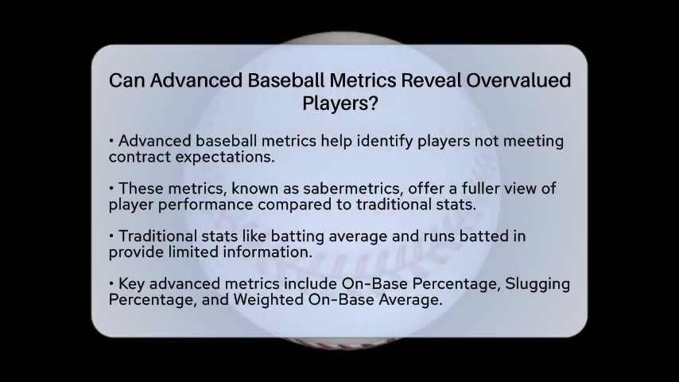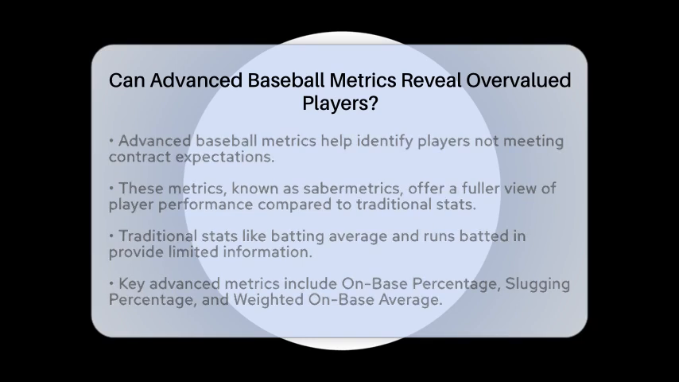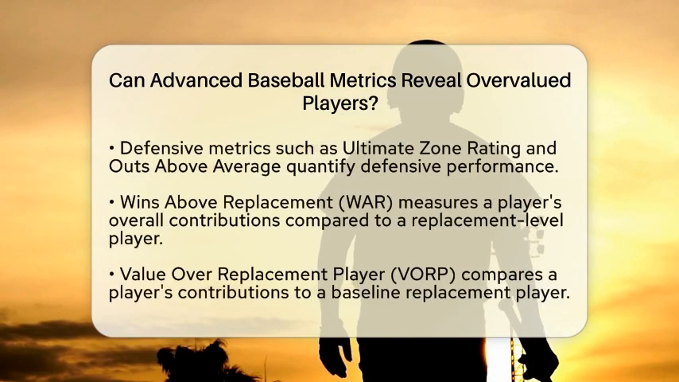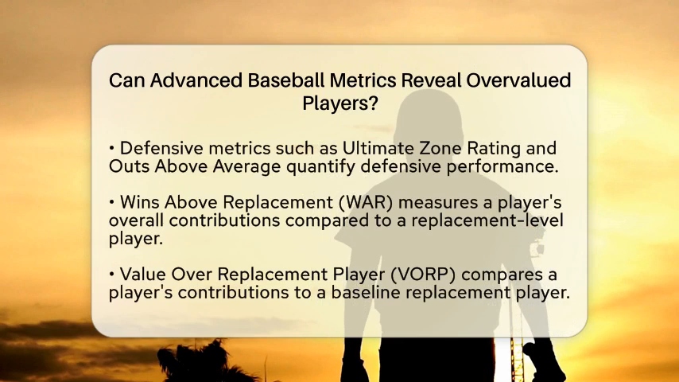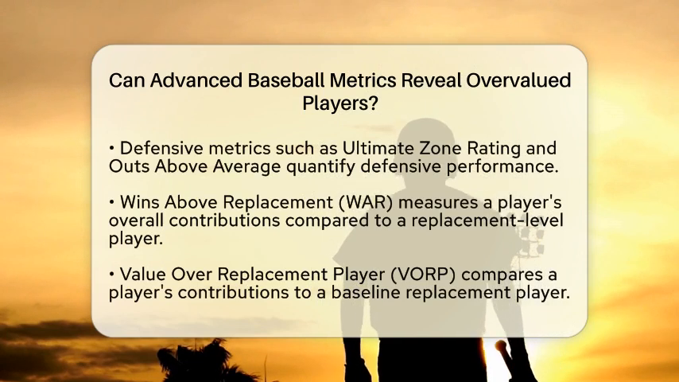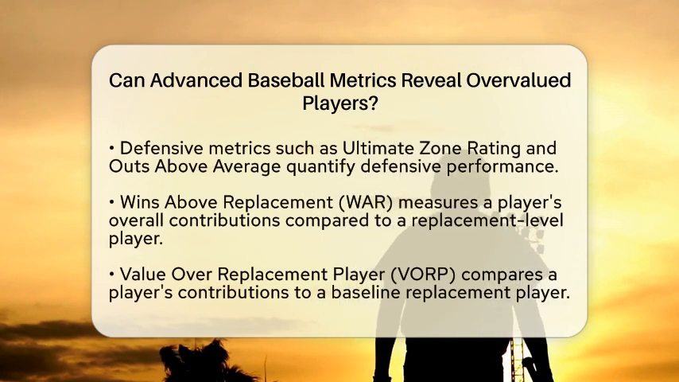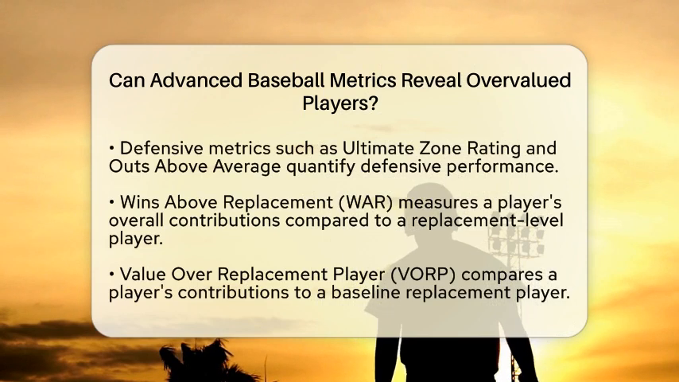Defensive metrics like ultimate zone rating and outs above average help quantify a player's defensive abilities, which traditional stats often overlook. This combination of offensive and defensive metrics allows teams to evaluate players more accurately.